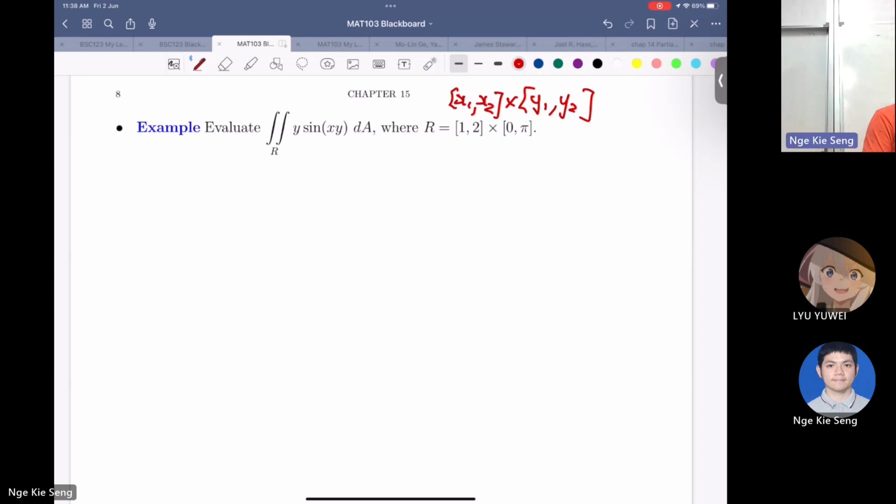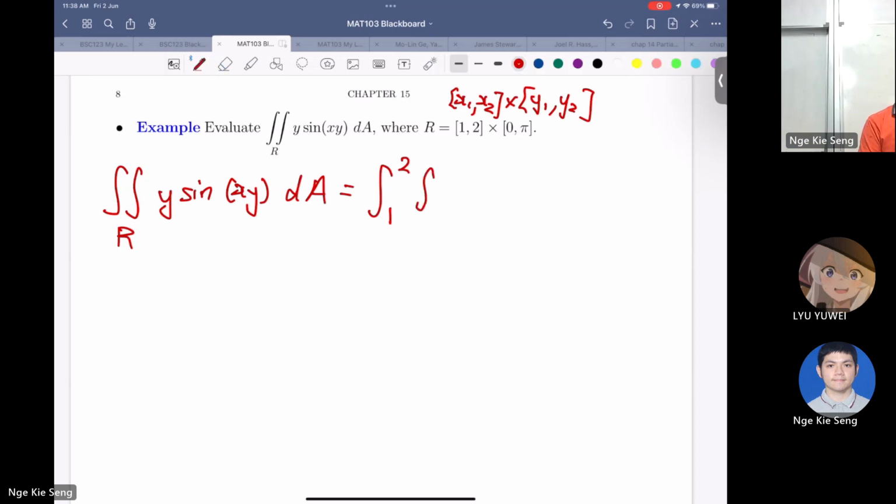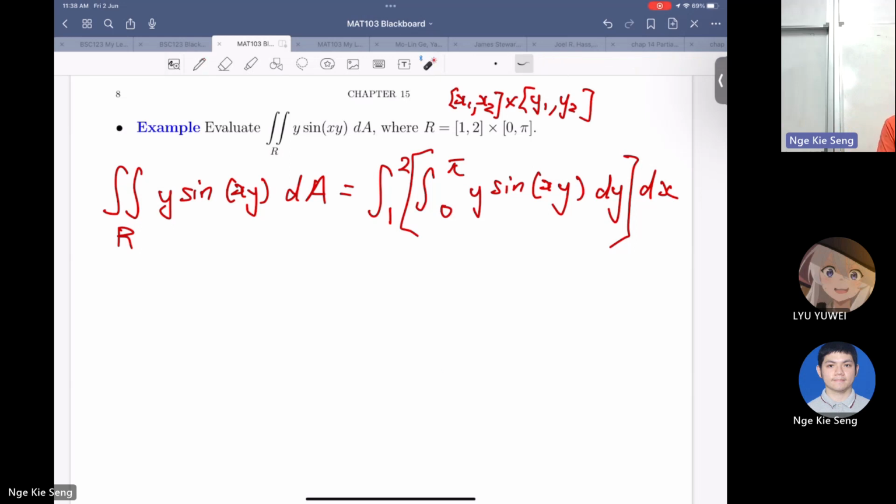I think this question has some tedious part to do, which is the integration by parts. But we can check the final answer if we get the same answer. Preferably, if you use iterated integral, make sure you put the bracket on, to indicate that you are using iterated integral.